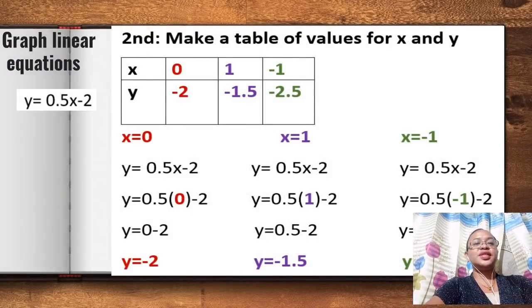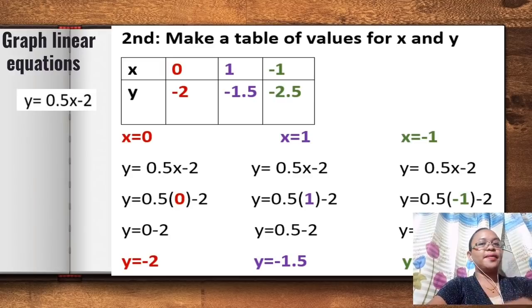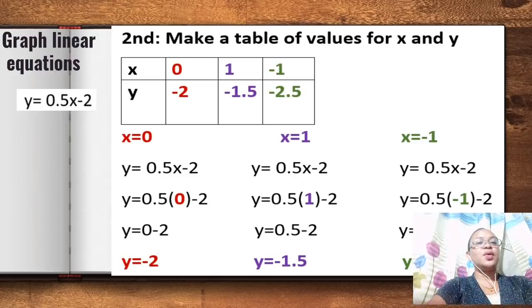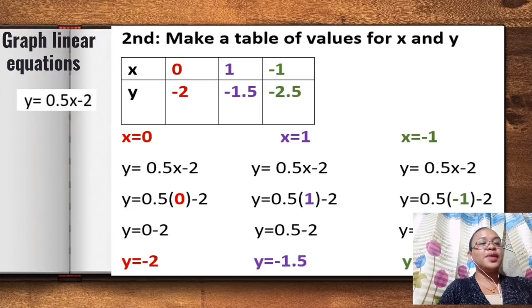So we will proceed to the second step. We make a table of values for x and y. And so we have x. Since x is the independent variable, it is where we will substitute any number. And for me, I will use 0, positive 1, and negative 1 since it's easy to compute with these values. So when I substitute these numbers into the equation y equals 0.5x minus 2, then I will be able to find the values of y.